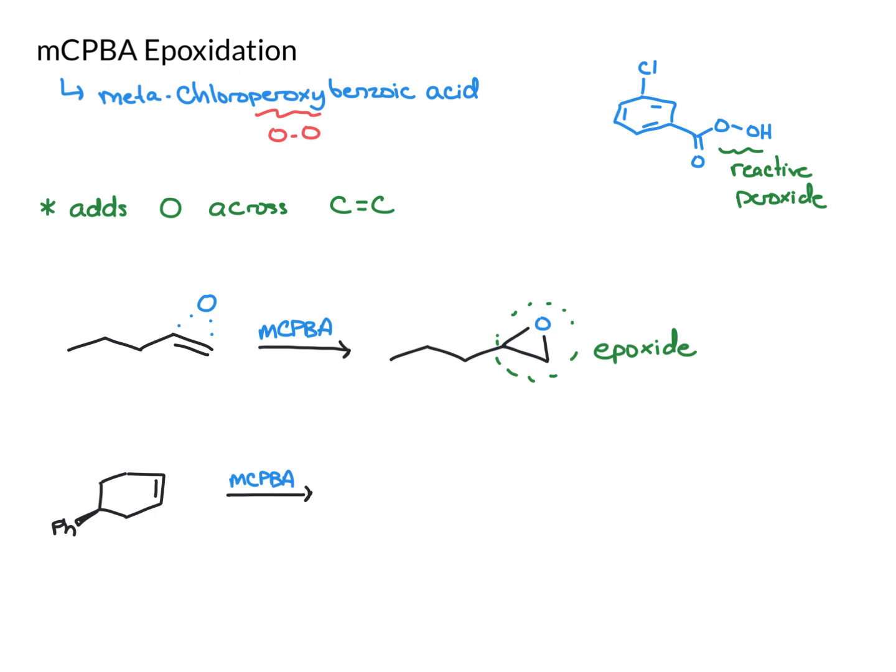So this oxygen can add from either side of the ring. It can add from the top, the same side the phenyl was on, or from the bottom. Just like you have two sides of a paper, this planar double bond has two sides as well. So if the oxygen adds from the front, we're going to put it on wedges. It can also add from the back. And we'll put it on dashes.